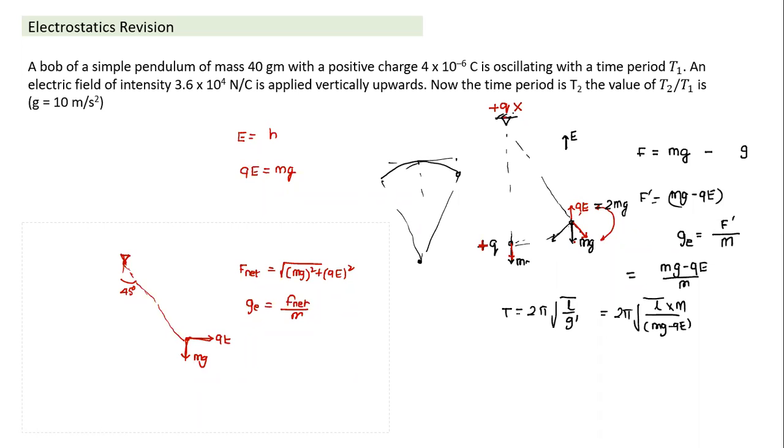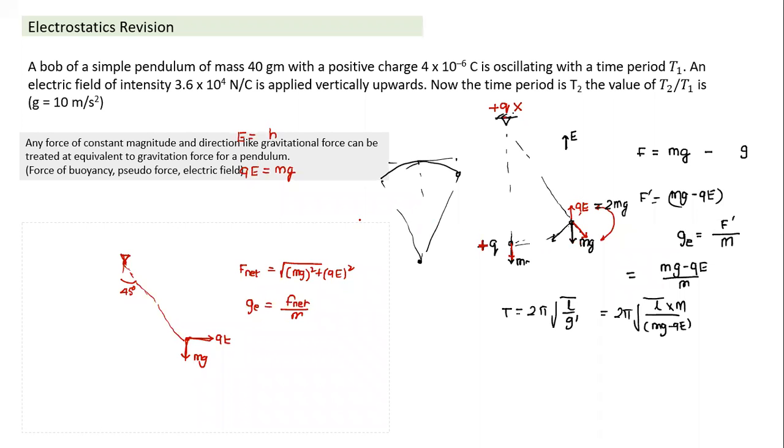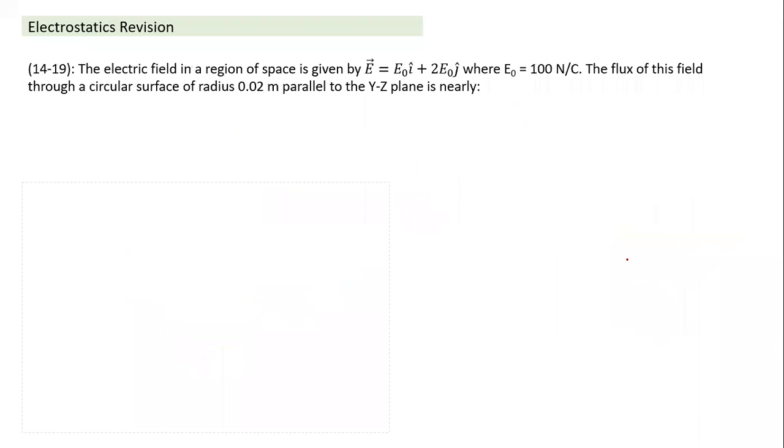So what are the cases which come to our mind? Any force with constant magnitude and direction, like gravitational force, can be treated as equivalent to gravitational force for a pendulum. Force of buoyancy comes into the same category. Pseudo forces also, when the point of suspension accelerates, come into the same category. Electric field also comes into the same category. All such questions we can do the same way.